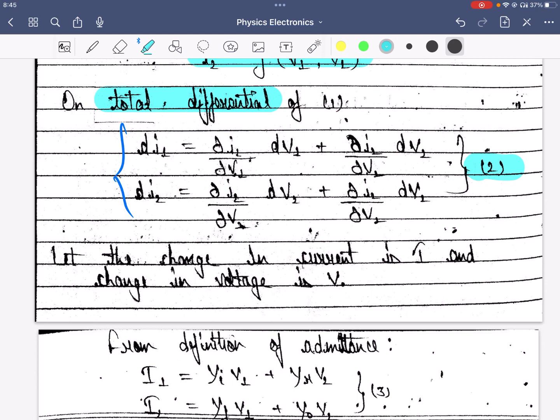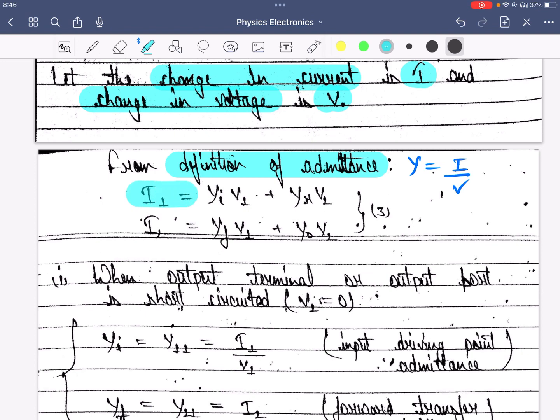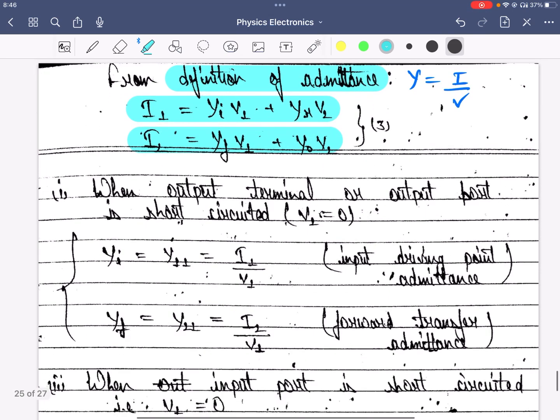Now let the change in current is I and the change in voltage is V. And from the definition of the admittance, that is Y is equals to I by V, we get I1 is equals to yi v1 plus yr v2 and I2 is equals to yf v1 plus y naught v2. Here yi, yr, yf and y naught are the y parameters.